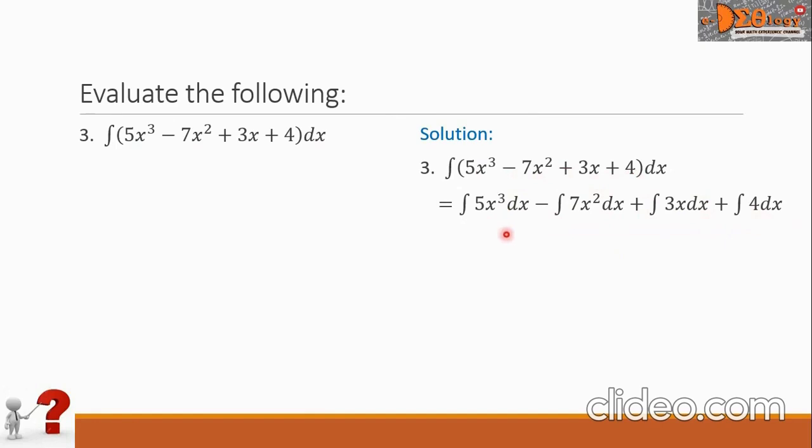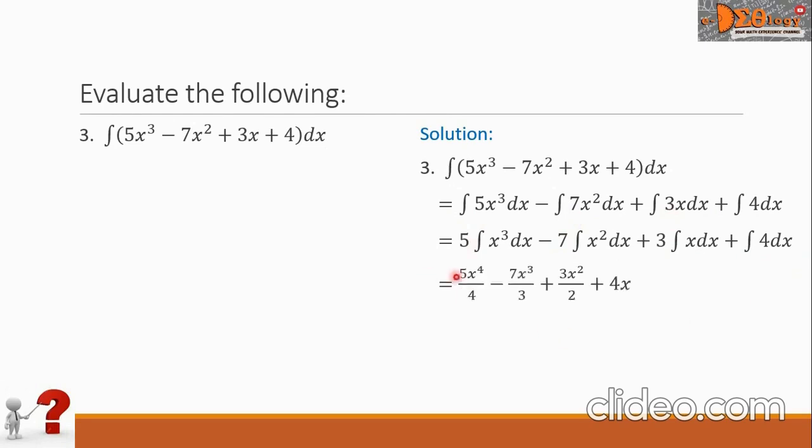We can see that the first three integrals have a constant with some variable x. We can move the constant outside the integral sign. So this constant 5 comes out now. This constant 7 comes out of the integral. The constant 3 comes out of the integral. And then we will apply the power rule here, here, and here. While for the integral of 4 dx, we will apply the integral of a constant.